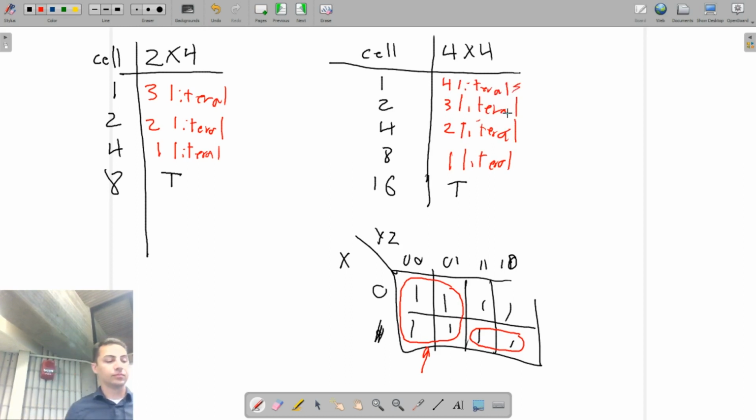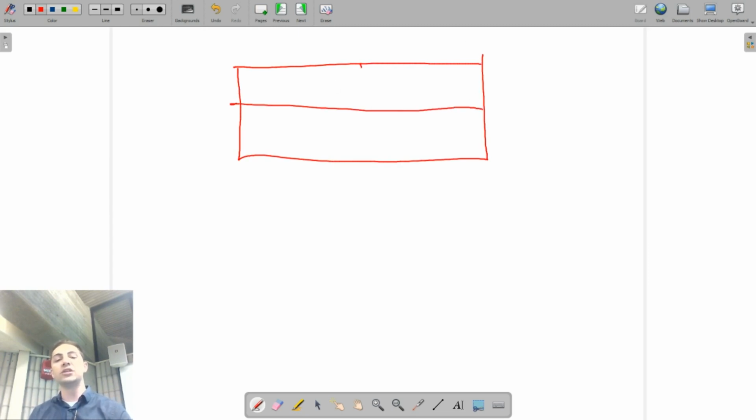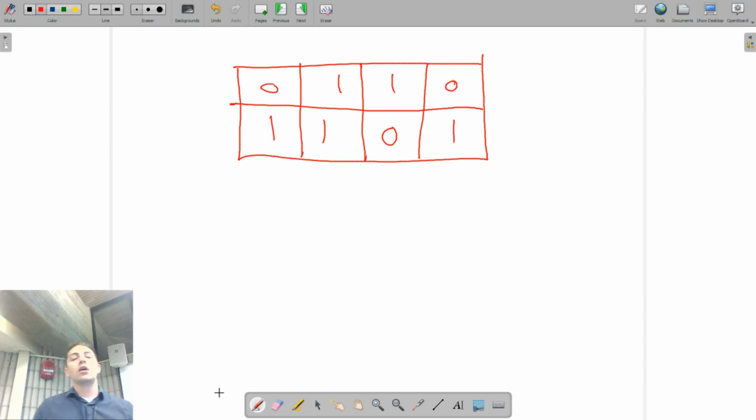Okay. So with that knowledge in mind, let's do a simple Kmap here. And we're going to actually finally turn this into an equation. So let's throw some 1s into this Kmap, 0s everywhere else. So now we need to identify all of the prime implicants.